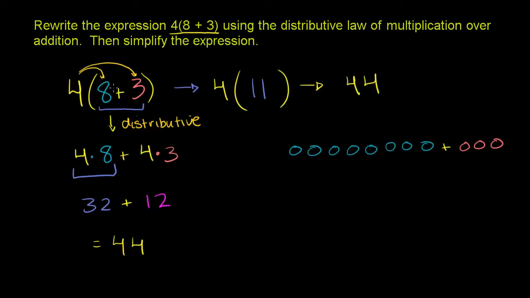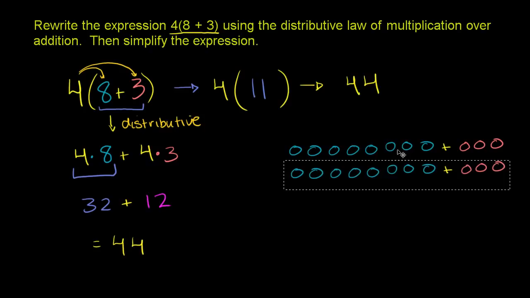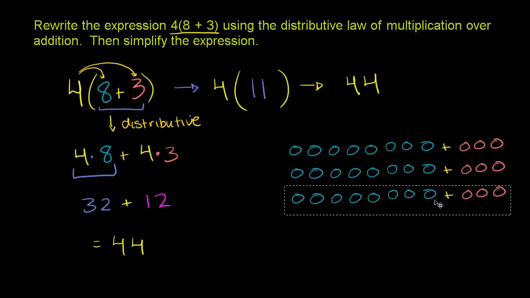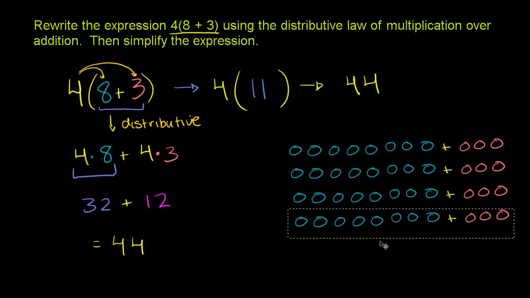Now, when we're multiplying this whole thing times 4, what does that mean? Well, that means we're just going to add this to itself 4 times. So let me do that with copy and paste. Let me copy, and then let me paste. There you go. That's 2. That's 1, 2, 3. And then we have 4. And we're going to add them all together. So this is literally what 4 times is. We have 1, 2, 3, 4 times this expression, which is 8 plus 3.